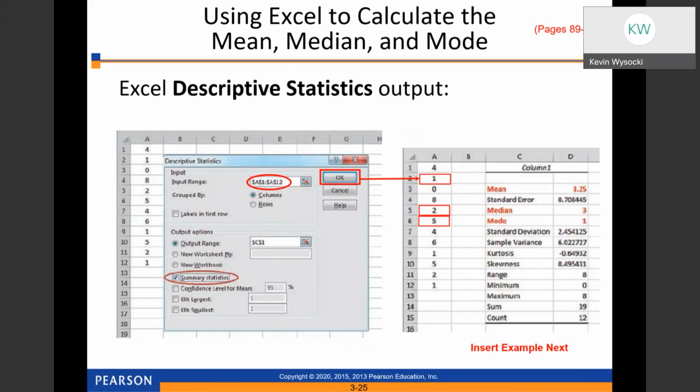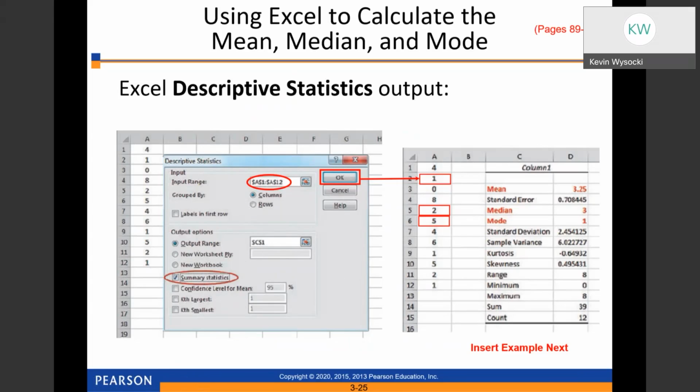Okay. So you choose your input range. Column should be default. For our output range, you can either pick a new sheet or you can just pick a cell in that sheet, usually just to the right. And then the one you want to make sure that you hit is summary statistics.